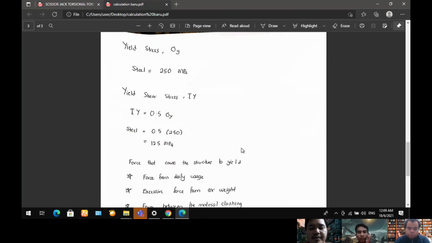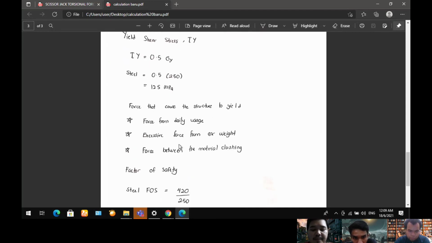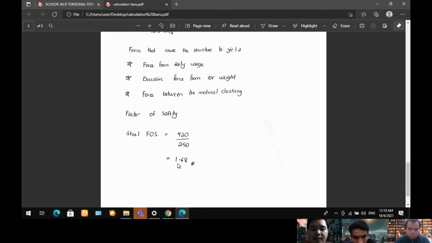For yield stress, the formula is I times Y. So 0.5 times 250, we get 125 megapascal. For factor of safety, 420 divided by 250, and we get 1.68. That's all.